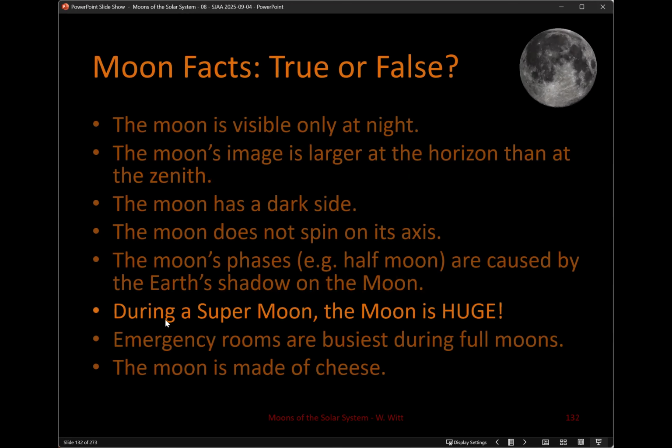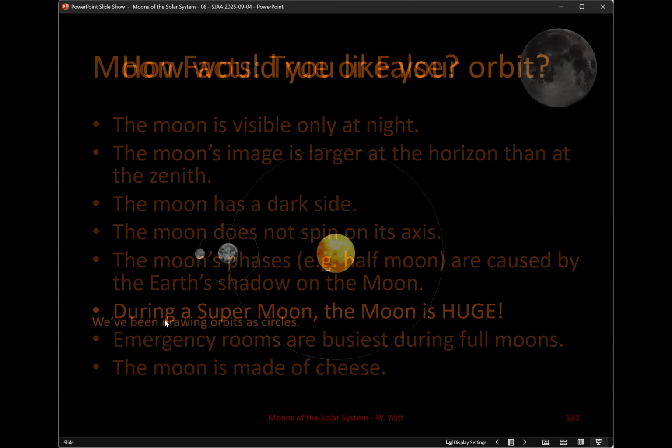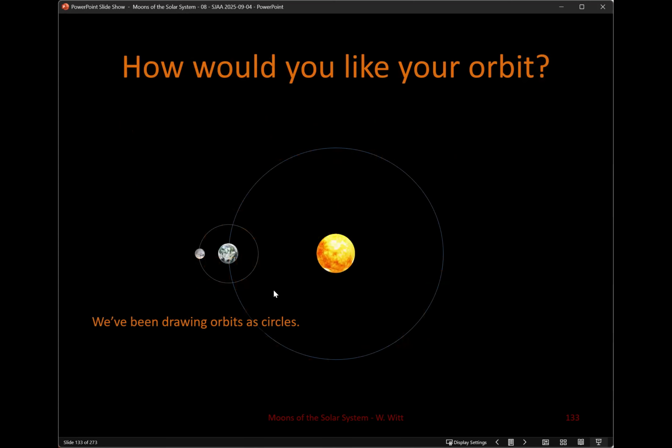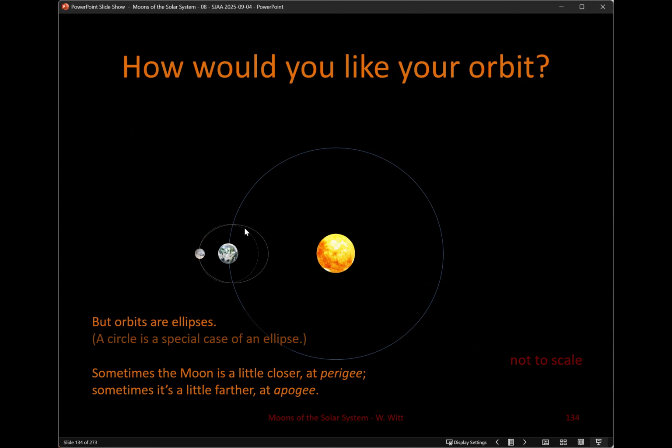Okay, during a supermoon, the moon is huge. Well, is it? So again, here's our picture of orbital paths. And it turns out that I've been drawing this as a circle, but really orbital paths tend to be ellipses. A circle is a special case of an ellipse, but the moon's orbital path around the Earth is actually an ellipse. And there are some terms we have to introduce called perigee and apogee.